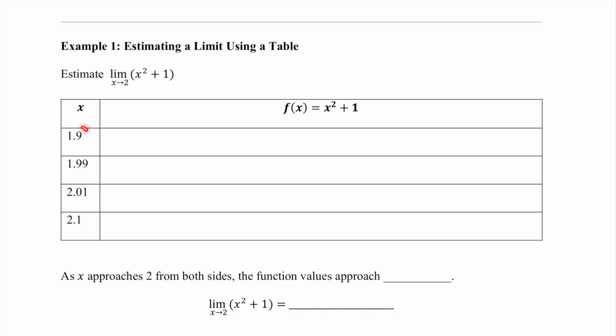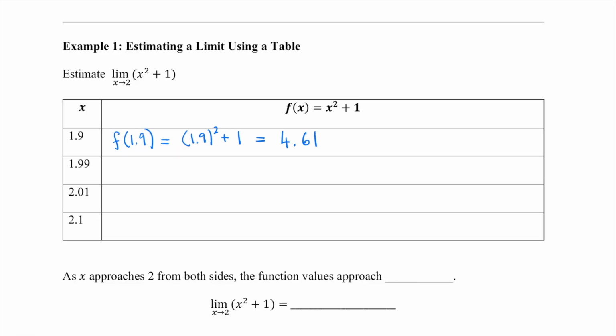When x is 1.9, we'll substitute 1.9 in for x. 1.9 squared plus 1 is 4.61. So the function value at x equals 1.9 is 4.61. Next, when x equals 1.99, we substitute 1.99 in for x.